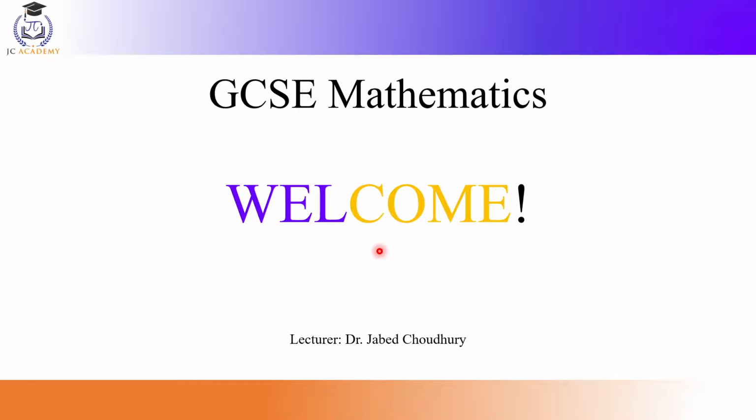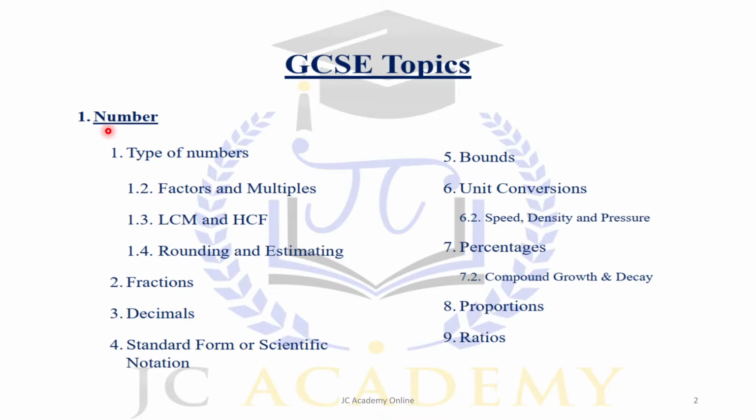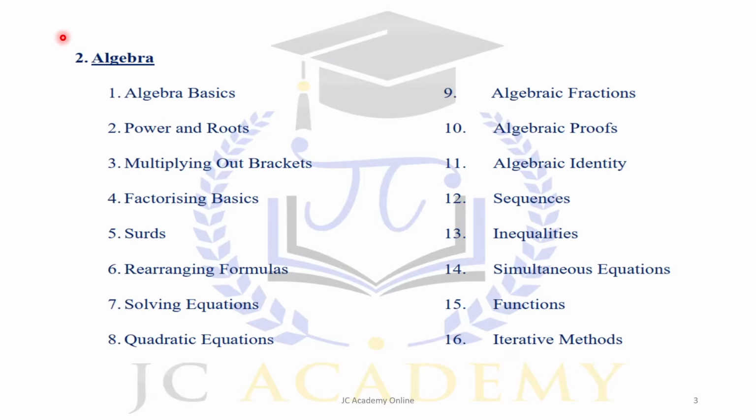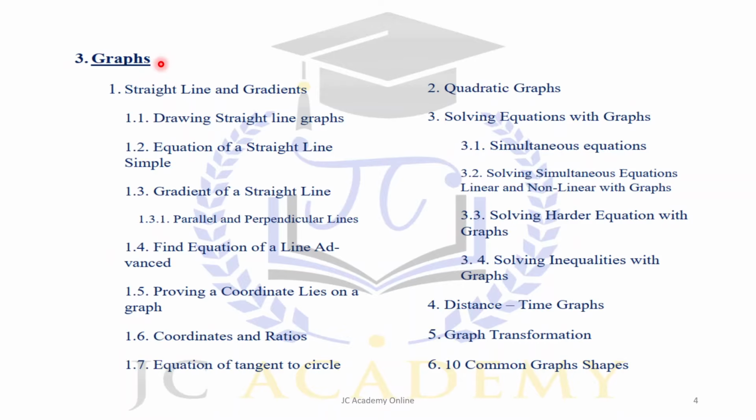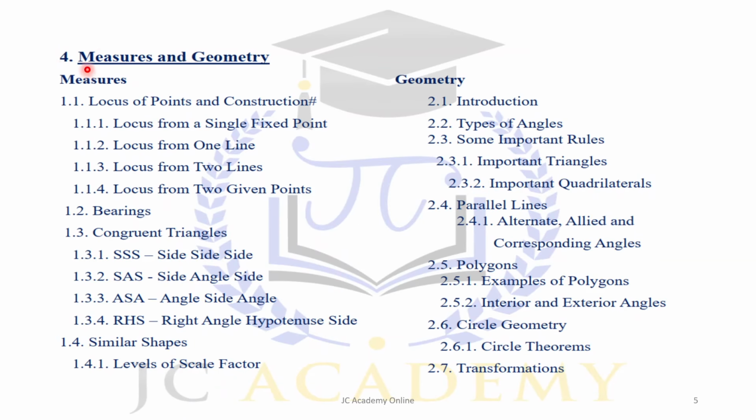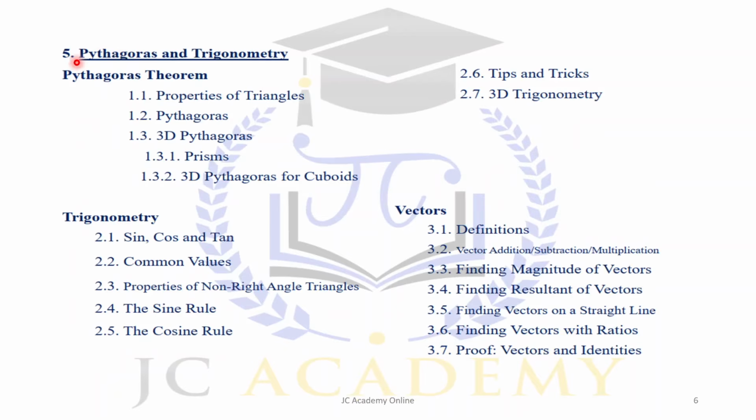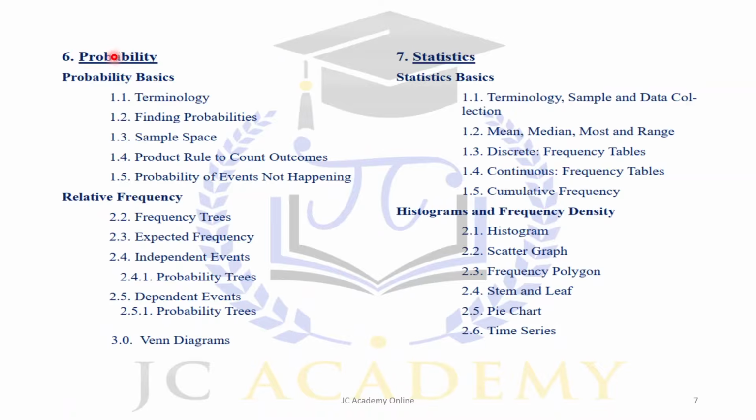Let's begin by looking at what topics are covered within this course. So there are 7 sections. The first section is titled Numbers. The second section is titled Algebra. Third section is on Graphs. Fourth section is on Measures and Geometry. The fifth section is on Pythagoras theorem and trigonometry. And the sixth and the seventh sections are probability and statistics.